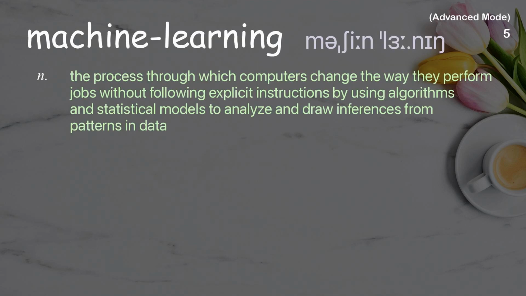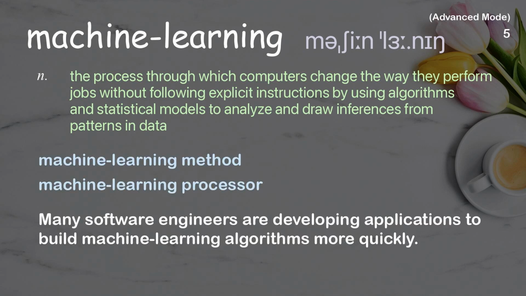Machine learning. The process through which computers change the way they perform jobs without following explicit instructions by using algorithms and statistical models to analyze and draw inferences from patterns in data. Examples: Machine learning method. Machine learning processor. Many software engineers are developing applications to build machine learning algorithms more quickly.